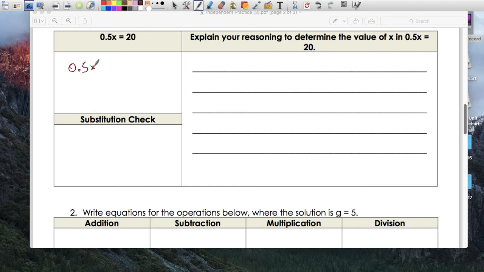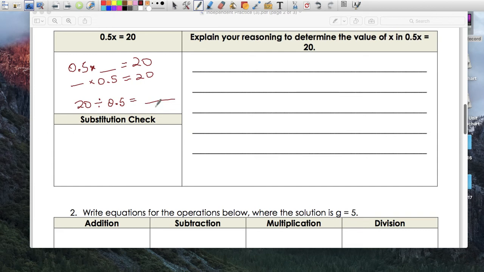Times, well, I'm going to use a little x, times this mystery number equals 20. That didn't help me. This mystery number times 0.5 equals 20. So the relationship here with multiplication didn't help me much, but let's use division. So let's go 20 divided by 0.5 equals our mystery number, right?